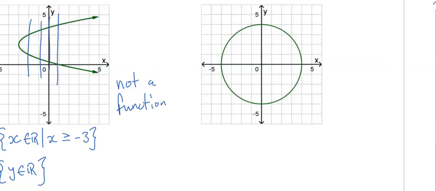Very good. All right, now to the next one, domain. What are the possible x values? Start at one side of the graph and go to the other. Can it be -6? Can it be -5? Can it be -4? Can it be -3? Ask yourself those questions. Where does it start? Where does it stop? Just the x's.